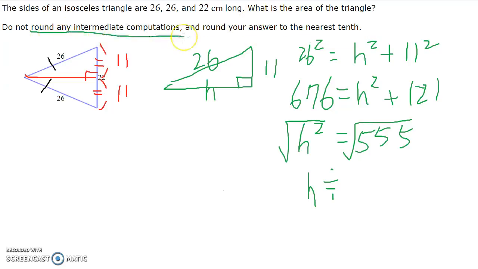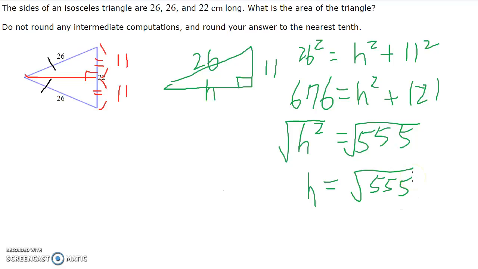Do not round any intermediate computations, which means I'm not supposed to do this. So even though with a calculator I'll get 23.558 and so on, I'm not supposed to round it up. In other words, I am just going to leave my h as square root of 555. That way, I'm not rounding anything. I'm just going to use that square root of 555 to represent my height. So now I found my height.